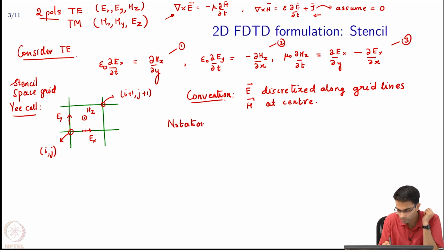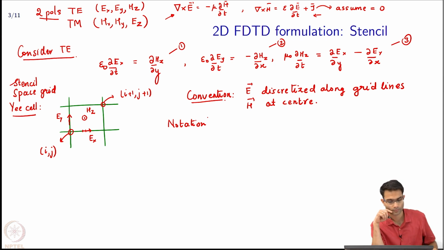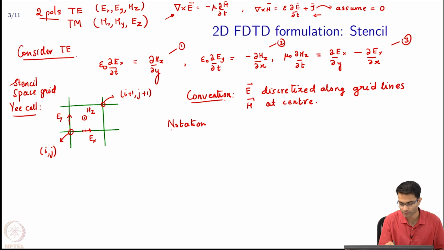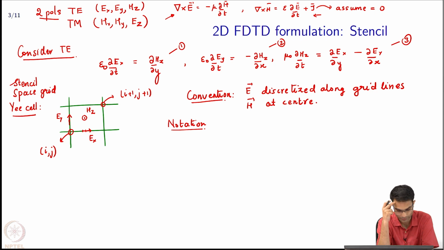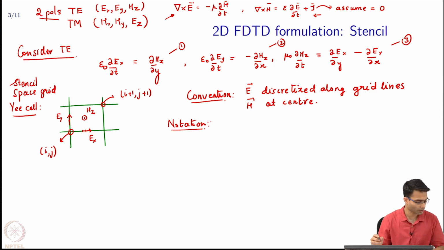If it was TM polarization, then I would have taken electric field to be this. I'll show you what we'll do with TM polarization. We can have Hz also at each of the grid points. At the corners, we can have Hz also. In fact, that's what we do in the case of the TM polarization. So let's just write down some notation over here.